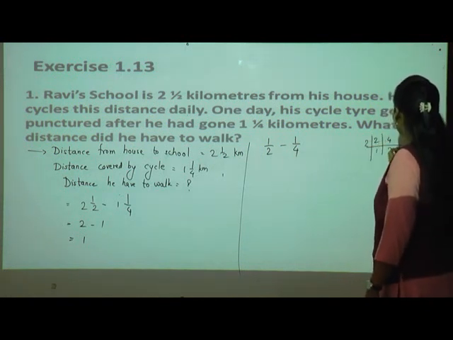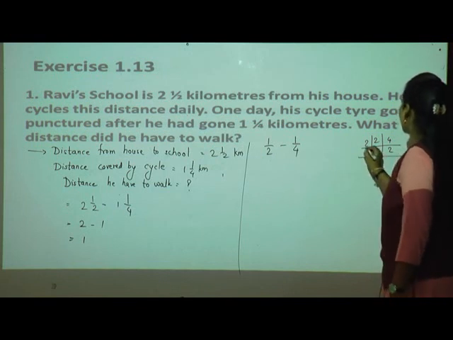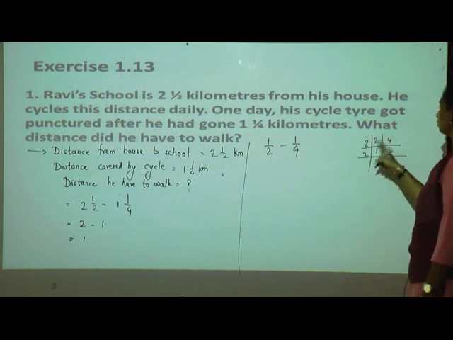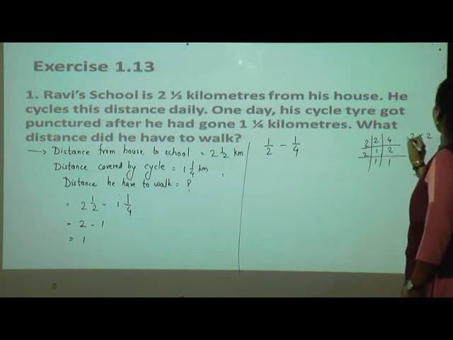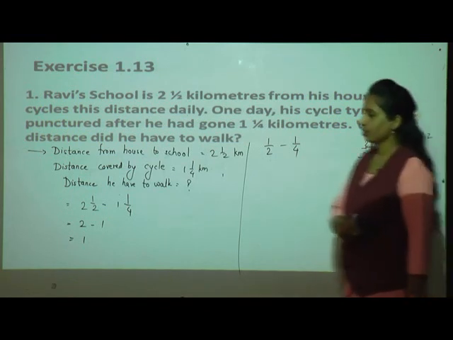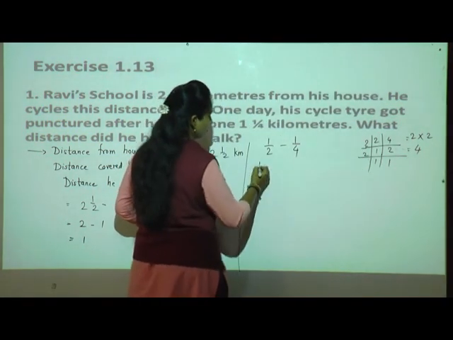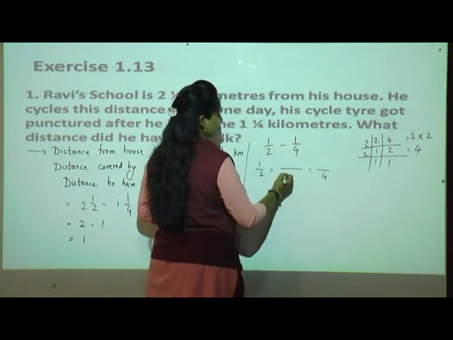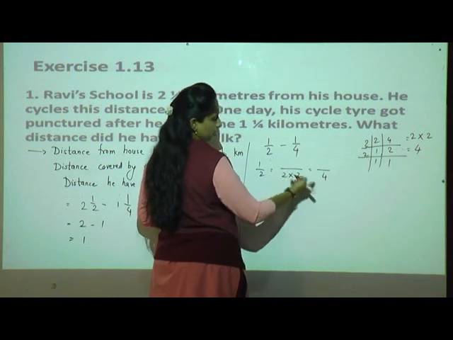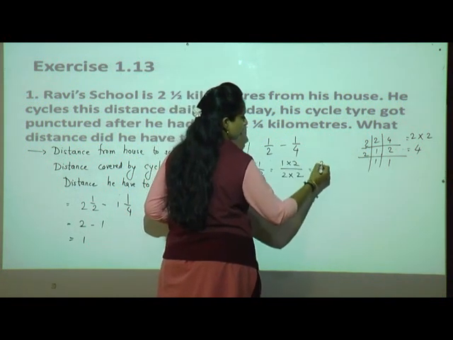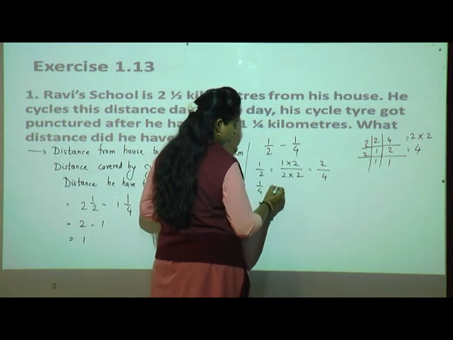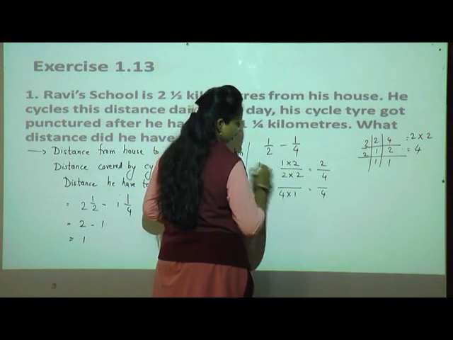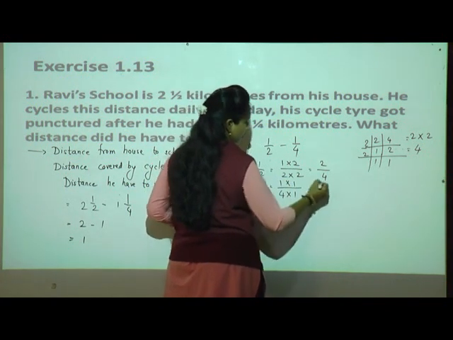2 1s are 2, 2 2s are 4. Again, 1 has it is 2 1s are 2. So what are the multiples of 2 and 4? 2 multiplied by 2 is 4. So here 1/2 is equal to, the denominator should become 4. So 2 multiplied by 2, 2 2s are 4. So here also 2, 1 2s are 2. 1/4 is equal to, the denominator should become 4. So here also 4 1s are 4. Here also multiply by 1, 1 1s are 1.